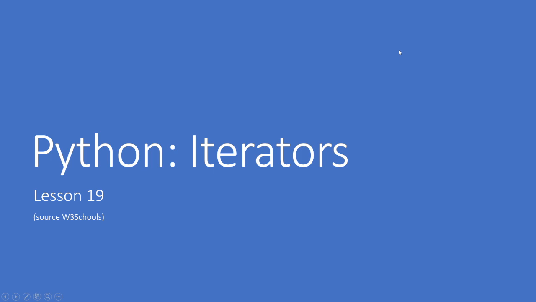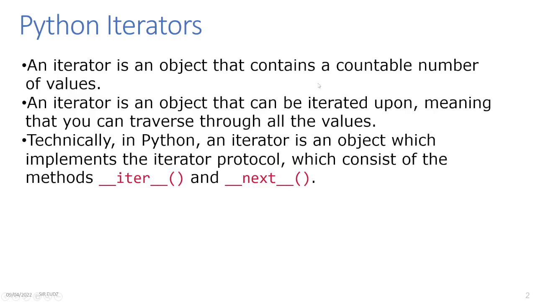Python iterators. So this is lesson 19. An iterator is an object that contains a countable number of values. An iterator is an object that can be iterated upon, meaning that you can traverse through all the values, maybe using a loop. Technically in Python, an iterator is an object which implements the iterator protocol, which consists of the methods __iter__ and __next__.